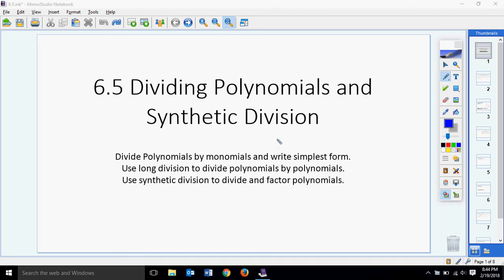Welcome to 6.5, Dividing Polynomials and Synthetic Division. Today we're going to divide polynomials by monomials and make sure it's in simplest form. We're going to use long division to divide polynomials by other polynomials. And then we're going to learn about synthetic division. It's another way of dividing polynomials.